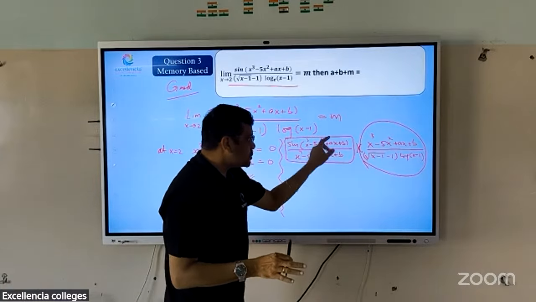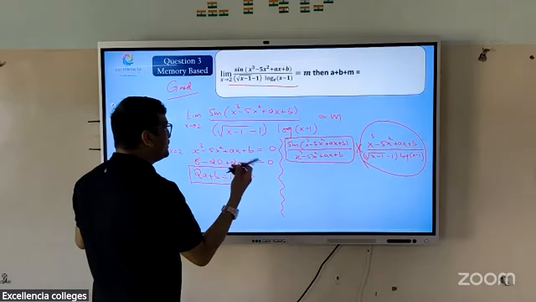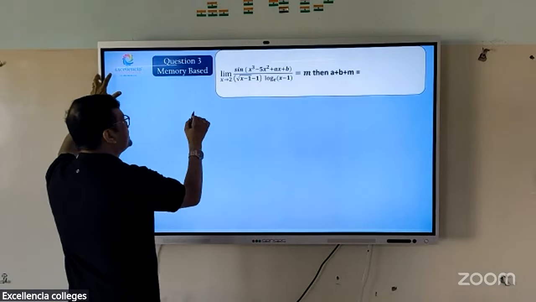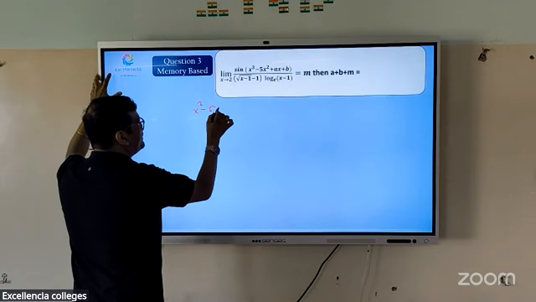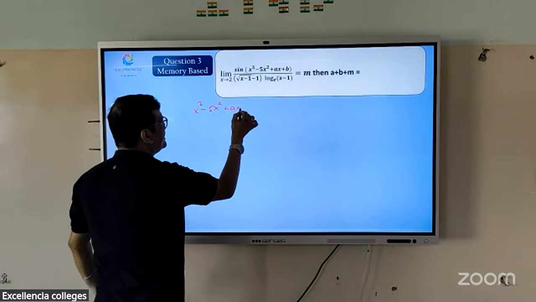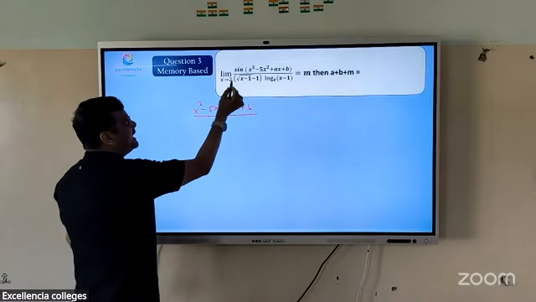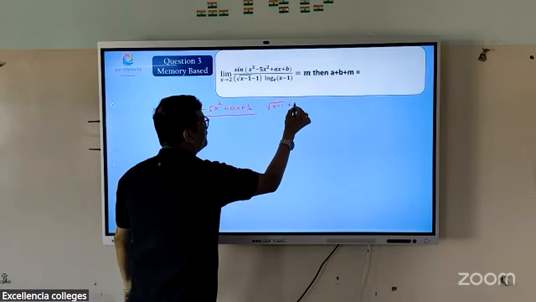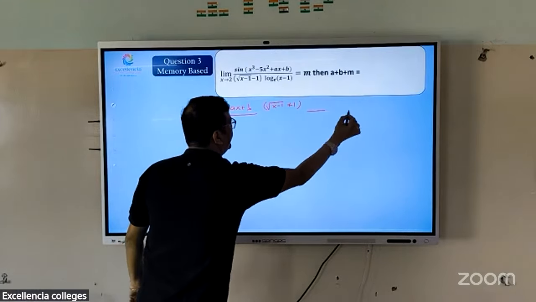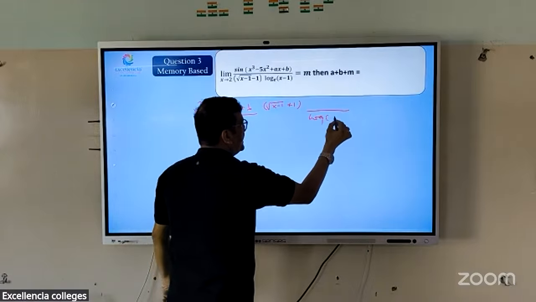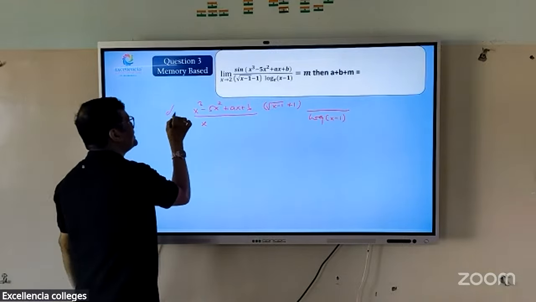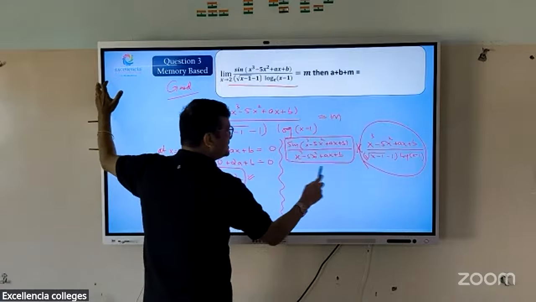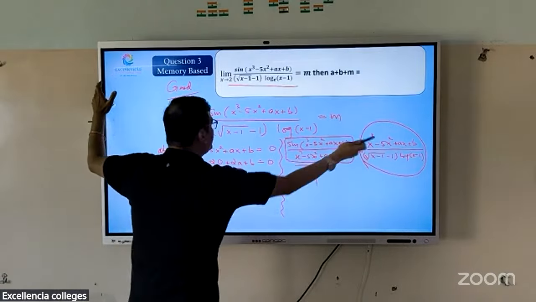x cube, I will take it from here. It is x cube minus 5x square plus 8x plus b divided by root of x minus 1. I rationalize this. This will become x into (root of (x minus 1) plus 1), divided by log of (x minus 1), limit x tends to 2. Why am I not taking that? Because it has become 1. So this will be the same. Correct? It is the same. Now what will I do?